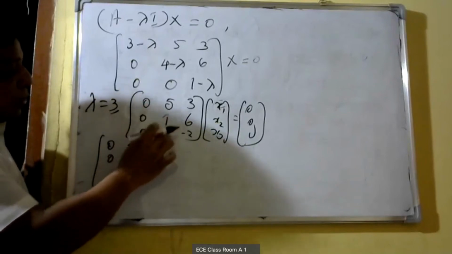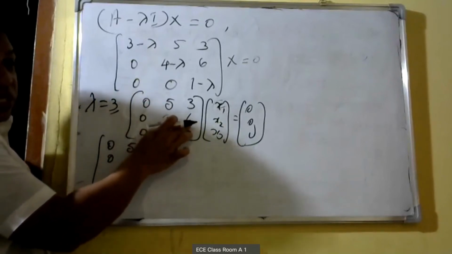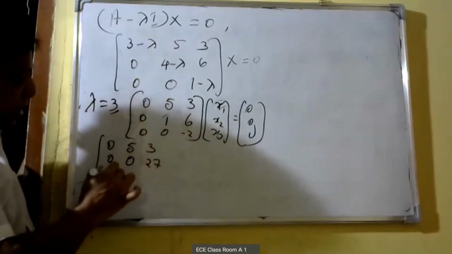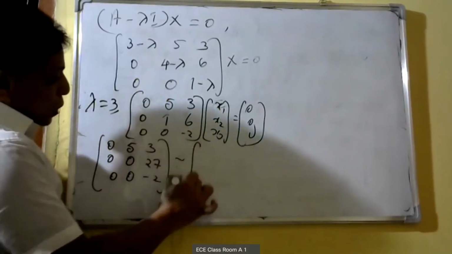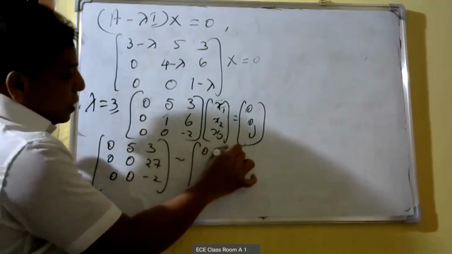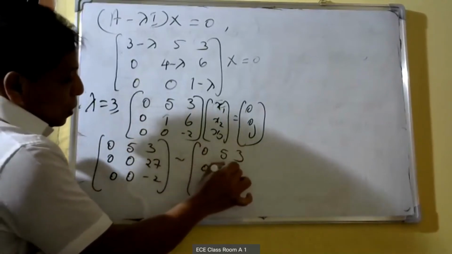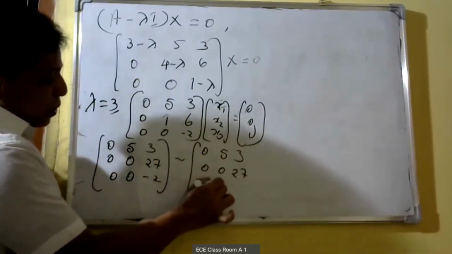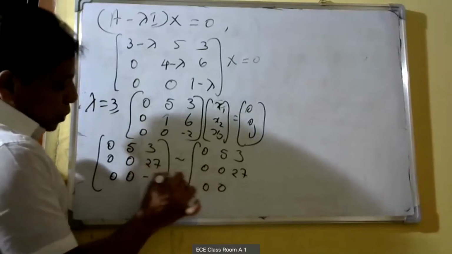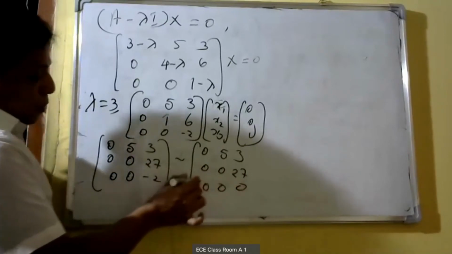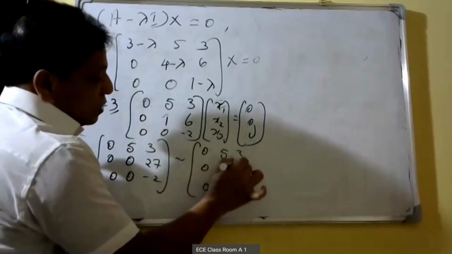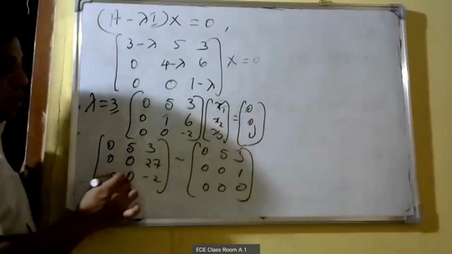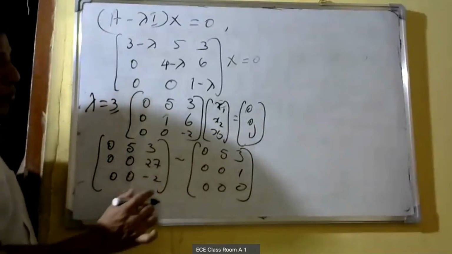Therefore, 5 minus 5 is 0. Then 5 into 6 is 30, and 30 minus 3 is 27. Then the last row, 0, 0, minus 2, can be taken as 0. So the matrix is 0, 5, 3; 0, 0, 27; 0, 0, 0. When we write the 27 as 1, dividing by 27, we get 0, 0, 1.